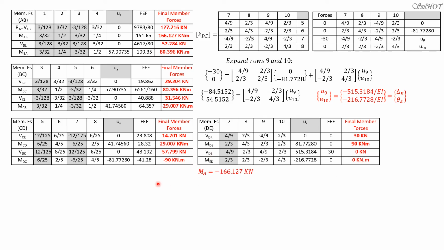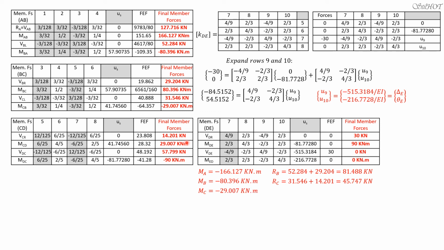So moment at A is equal to the negative of 166.127. The explanations were made already in the previous examples. We have plenty of examples before. So RB is the sum of shear just to the left, 52.284, and shear just to the right, 29.204, so 81.488. MB is the negative of MBC, so negative 80.396. R sub C is shear just to the left, 31.546, plus shear just to the right, 14.21.